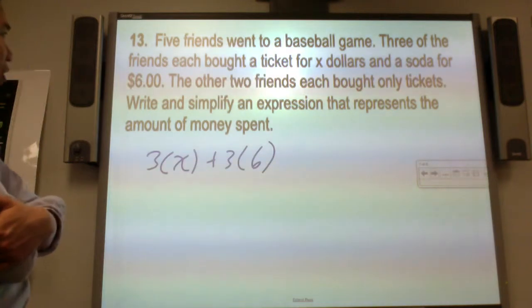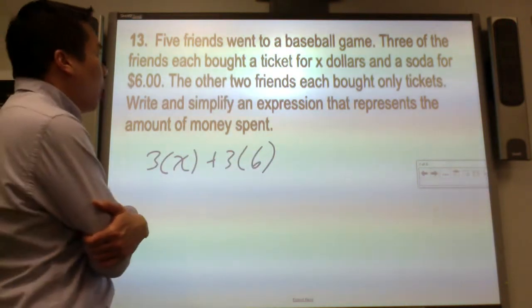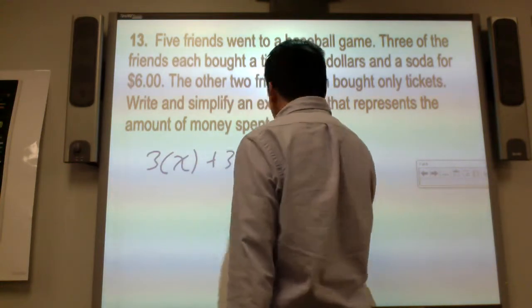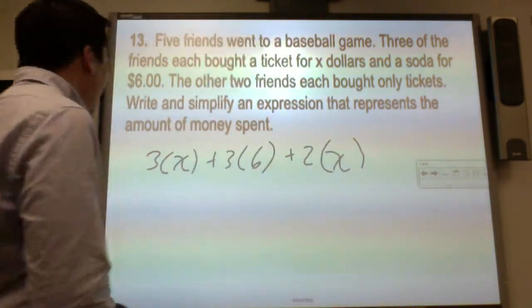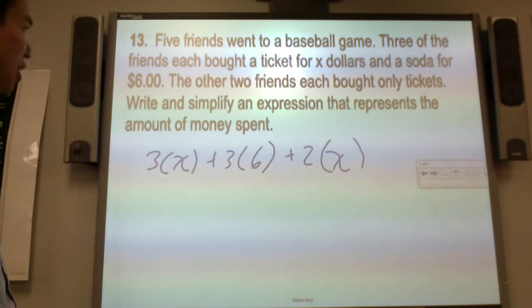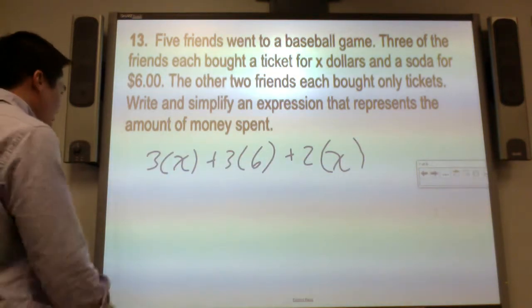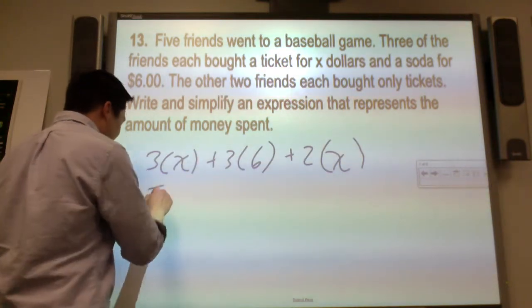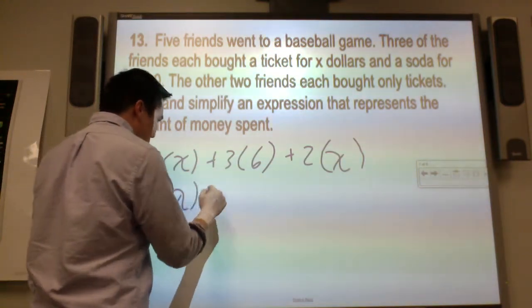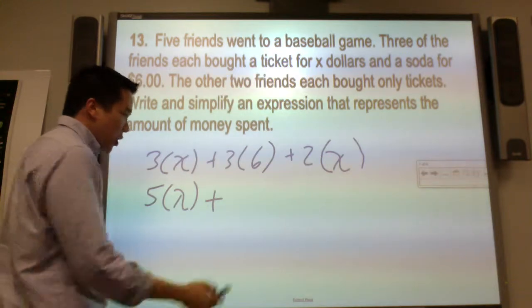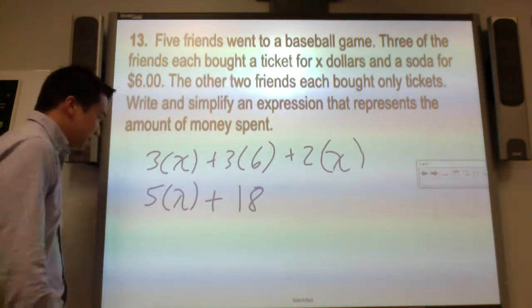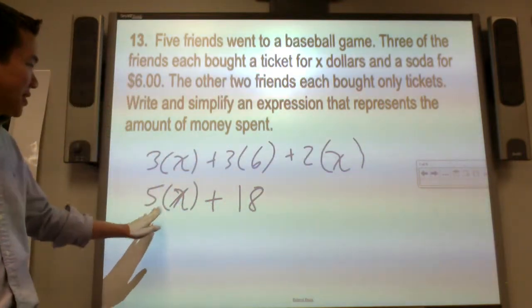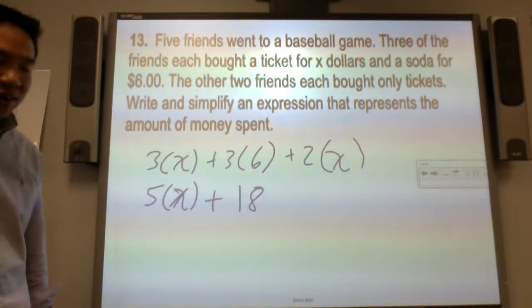The other 2 friends each bought only tickets. So there's 2 friends, they only bought tickets. Do we know how much the ticket cost? No, that's why we're using x. Write and simplify an expression that represents the amount of money spent. So how many tickets did they buy? They bought 5 tickets. 5x plus, and how much did they spend on soda? $18. And that's the answer. So 3x plus 2x is 5x. 3 groups of 6 is 18. They're equivalent.